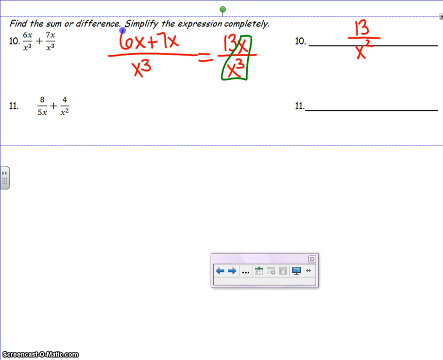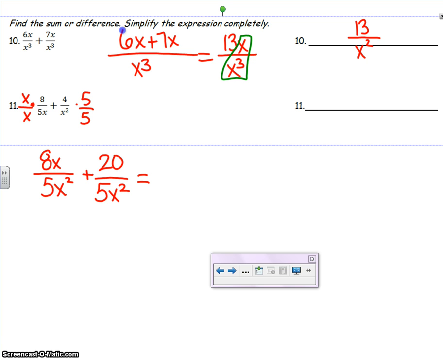So what we're going to do, we're going to look, what is fraction 1 missing? Well, we've got 5x and we've got x squared, and the other one we're missing an x. So this fraction we have 8x over 5x squared. So now we look at the second fraction. What are we missing? We're missing that 5 in the denominator. So plus 4 times 5 is 20 over 5x squared.